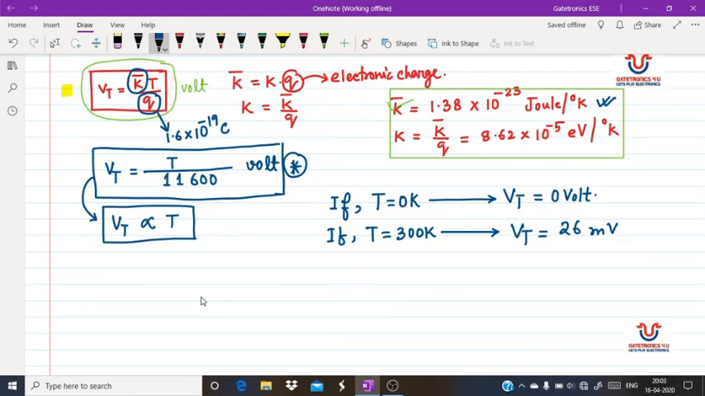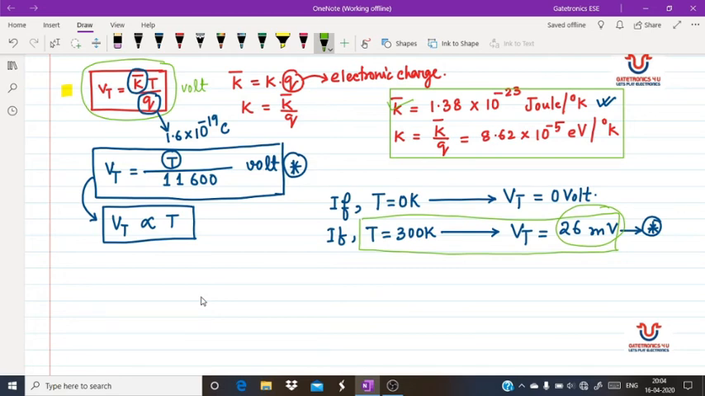If we put the value of T here in the Vt equation, and T is 300 K, then we can find the value of Vt as 26 millivolt. This case is very important with respect to the multiple choice questions of the GATE examination, because sometimes questions come like, the thermal voltage at room temperature is dash, and the answer will be 26 millivolt.